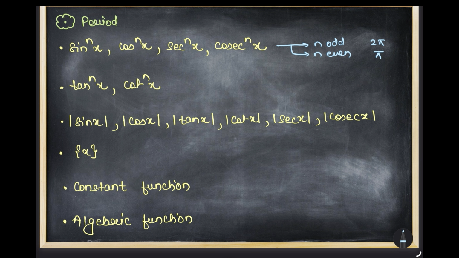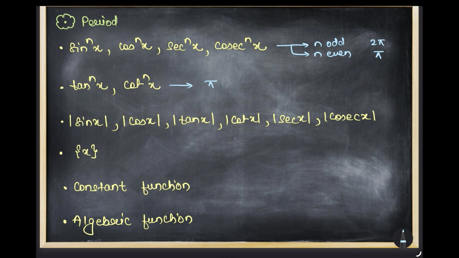Now for tan power n, cot power n, where n is an integer, you have to understand that the period will remain pi. Already the period is pi this way. If n is even, then what will happen? This will go this way, so this curve will become this curve. It will repeat in that manner. So the period becomes pi.